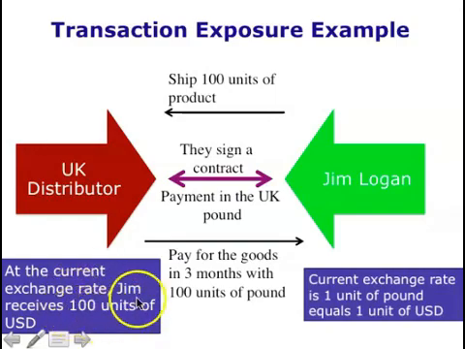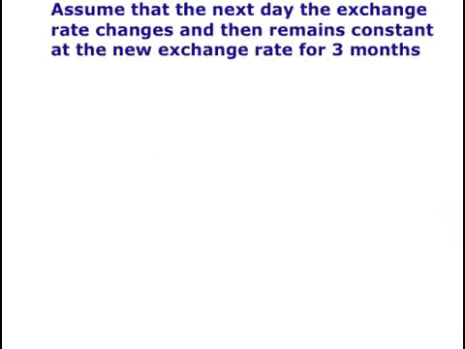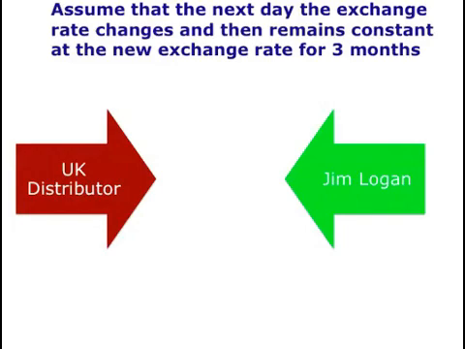So Jim will receive 100 units of dollar after he converts pound to dollar, right? But as I said, in the real world, exchange rate is not fixed. So assume that the next day, the exchange rate changes and then remains constant at the new exchange rate for 3 months. So we see what happened to Jim Logan.